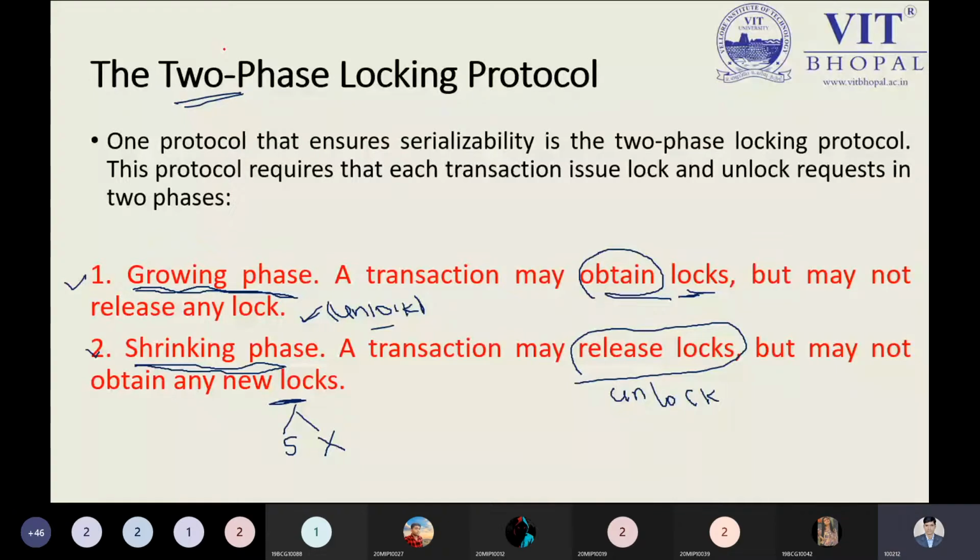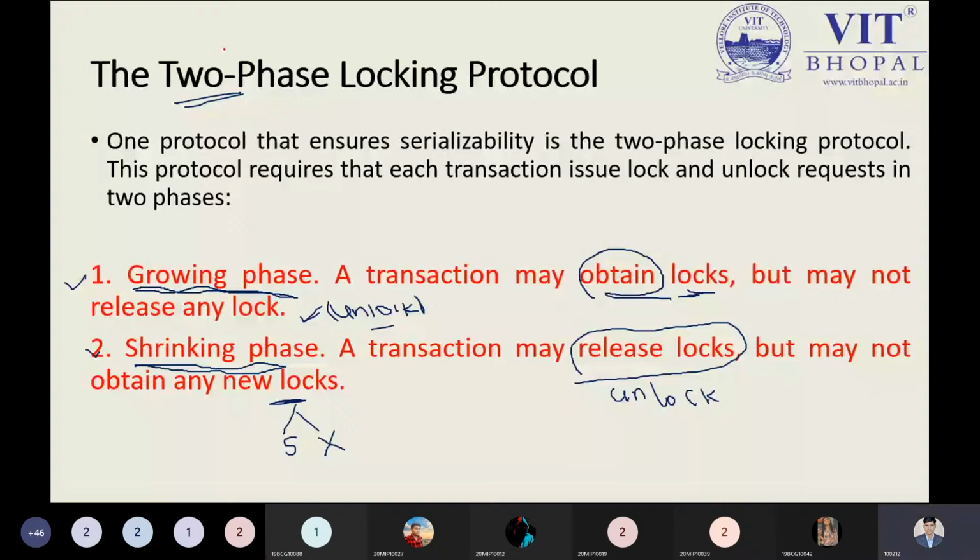If you have no idea about the locking protocol, you will not be able to understand the two-phase locking protocol. In my lectures, we have a sequence. If you miss one class, you will not be able to understand the other class. So I request all the students to please attend the other classes, because we have synchronization from the virtual side as well. Now come to the growing phase.